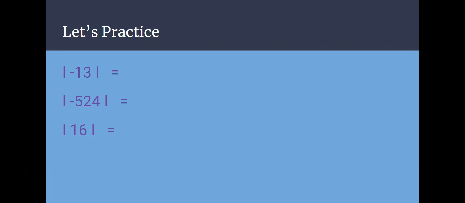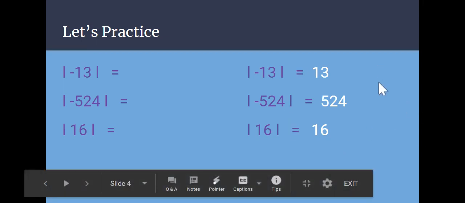So I want you to practice. Pause the video if you need more time, but tell me the absolute value of -13, -524, and +16. So our answers are 13, 524, and 16. Remember, all of these are going to be positive amounts because it's just a distance.